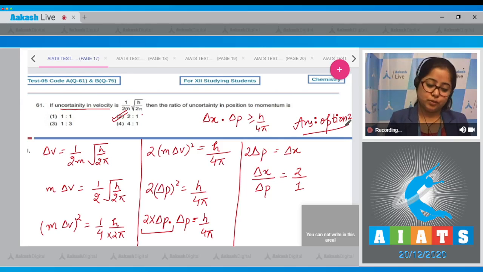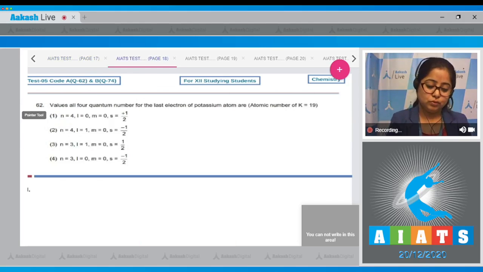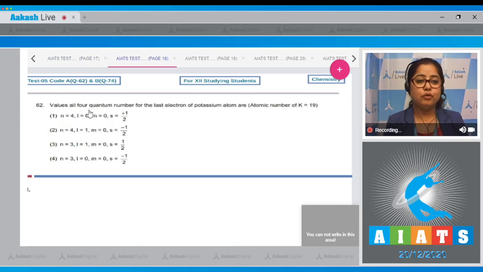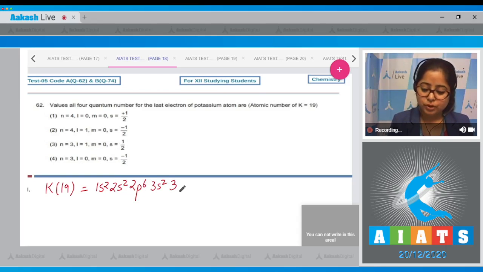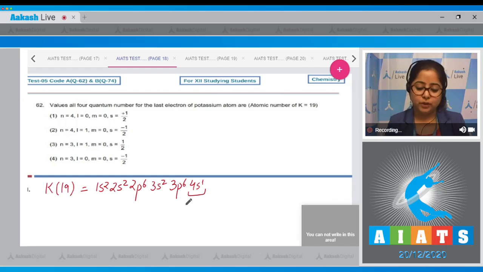Moving to next question, students, which is question number 62. Let's read it. The values of all 4 quantum numbers for the last electron of potassium atom is. We are also given the atomic number of potassium, which is 19. So I'm writing the electronic configuration of potassium. Atomic number 19 is 1s2, 2s2, 2p6, 3s2, 3p6, 4s1. So this is the last electron. We have to write the 4 quantum numbers for this electron.